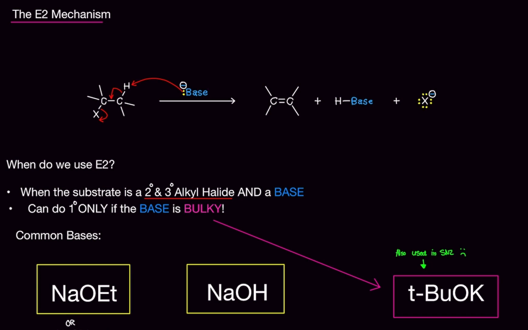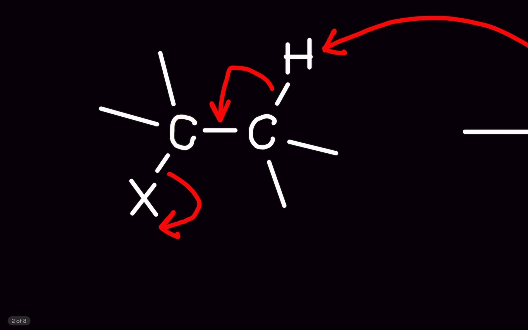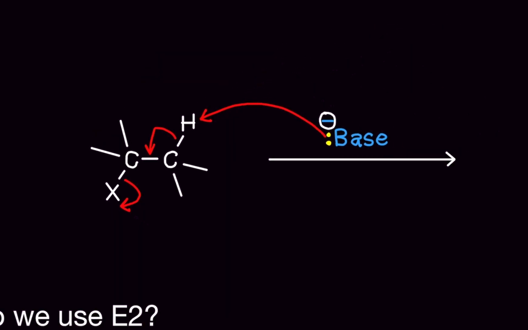So the big question is, when do we use E2 reactions? You will use an E2 reaction when the substrate you are dealing with, the main molecule in question, is a second degree or third degree alkyl halide to be specific. So that is when the alpha carbon has either 2 or 3 branches attached to it.